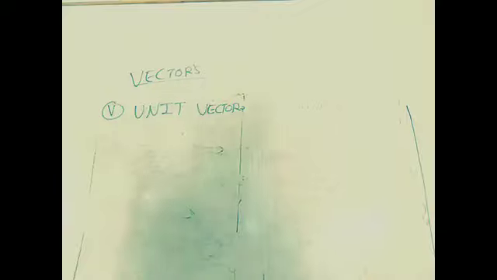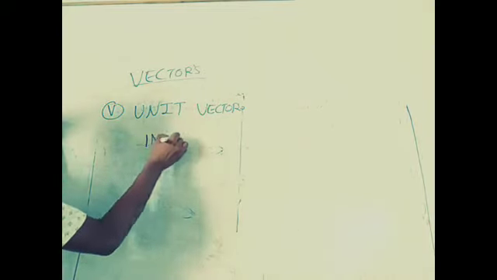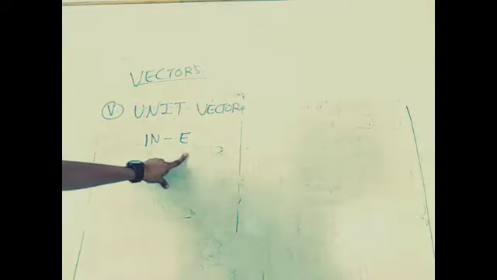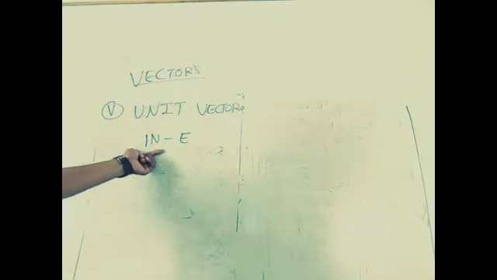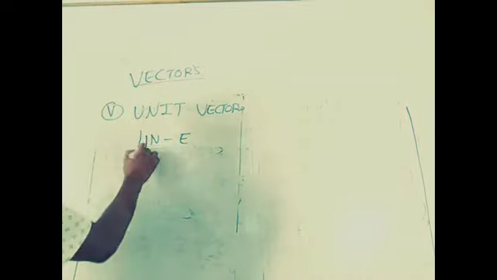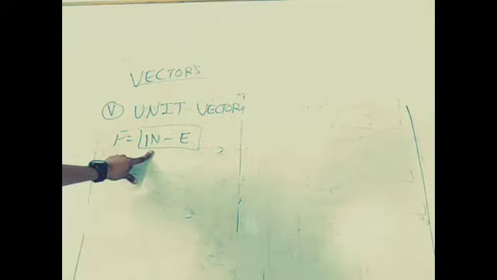You can see here, suppose you are writing 1 Newton in the east direction. This means a force of 1 Newton in the east direction. Its magnitude is 1. Hence, this vector will be called a unit vector because it has unit magnitude. So we say a vector which has unit magnitude is called a unit vector.